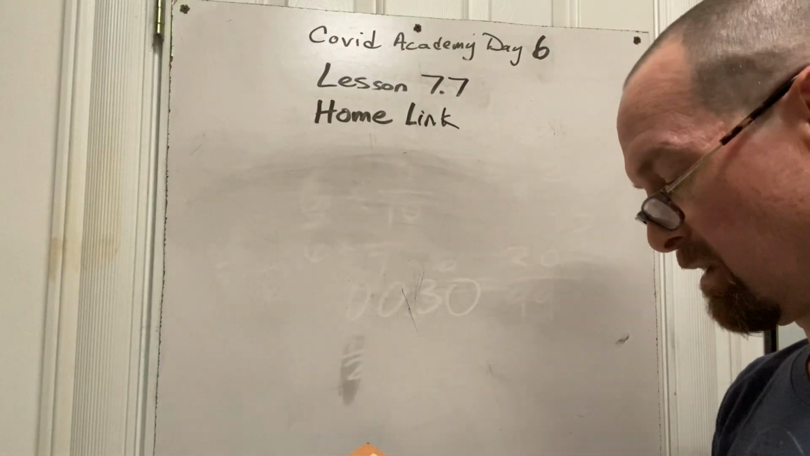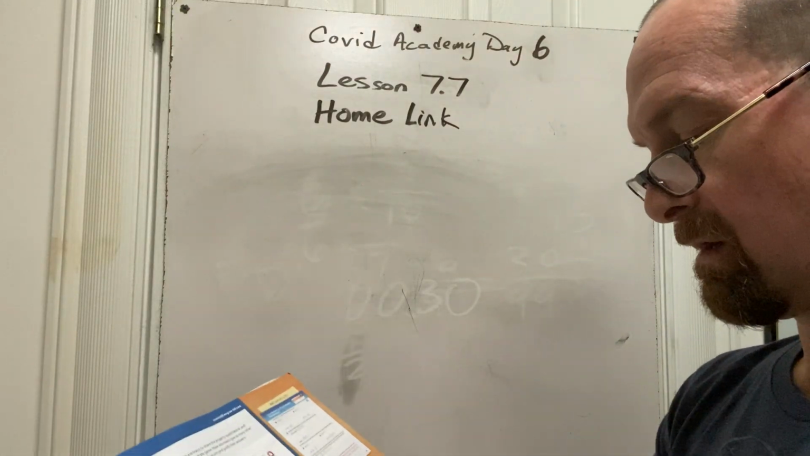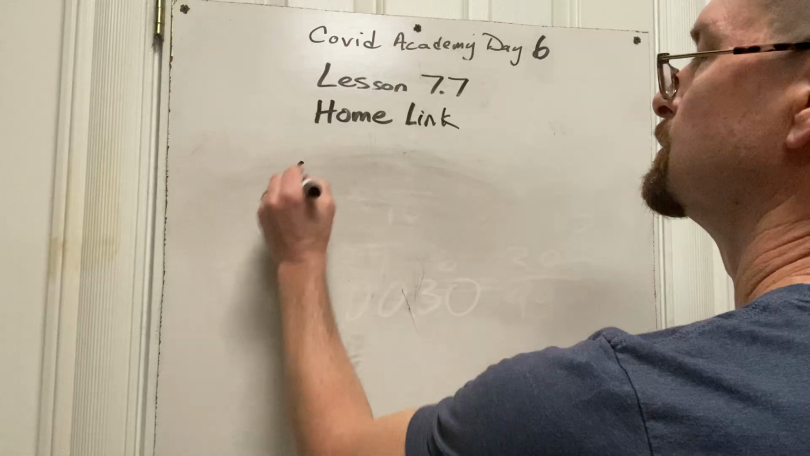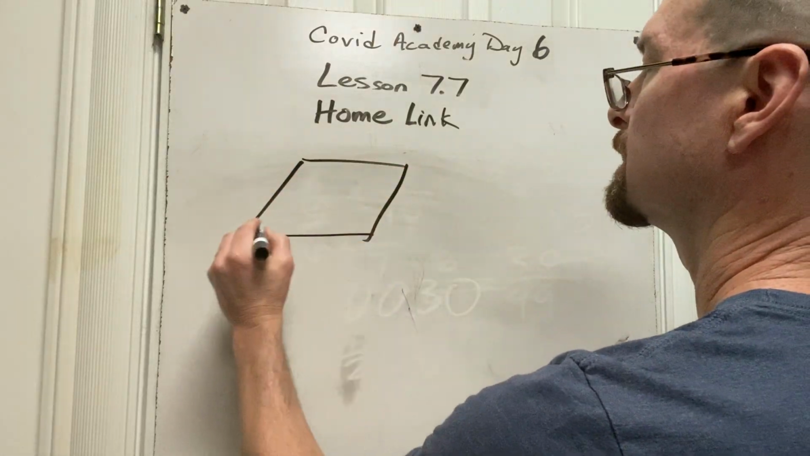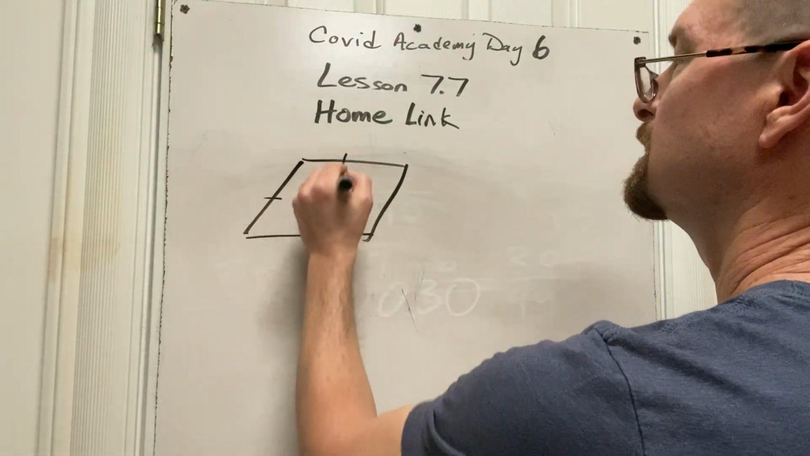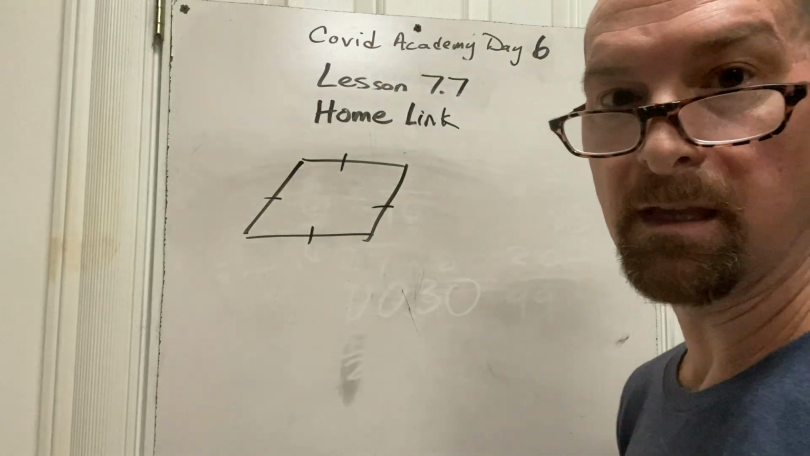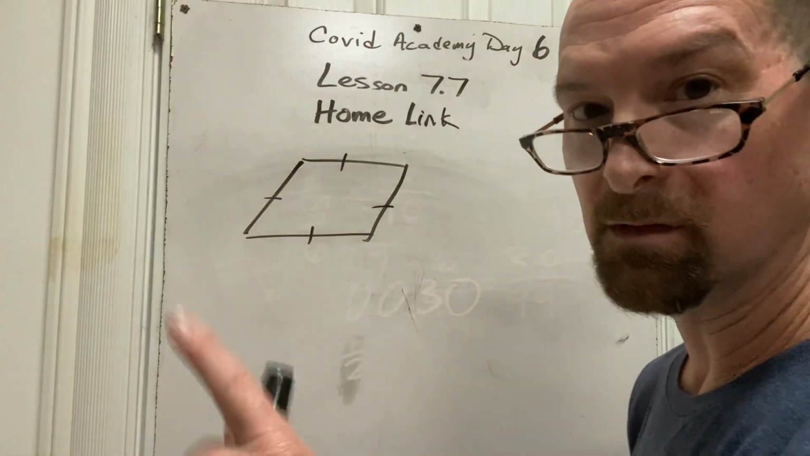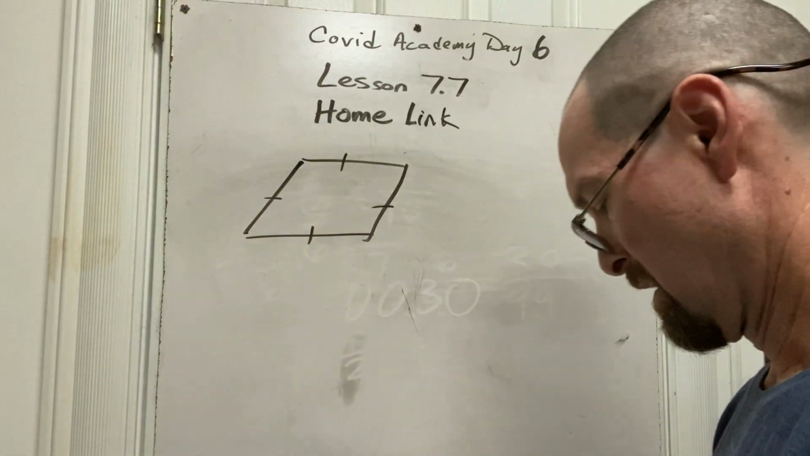Okay, so the first one says, draw a rhombus. You should have drawn something that looks about like that. And it's best to put these little slashes, because it shows that all of those things with one little slash are the same length.